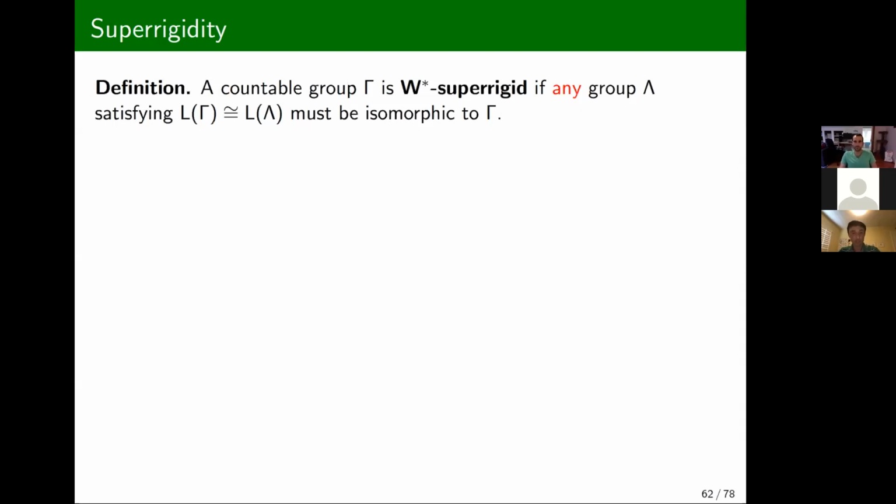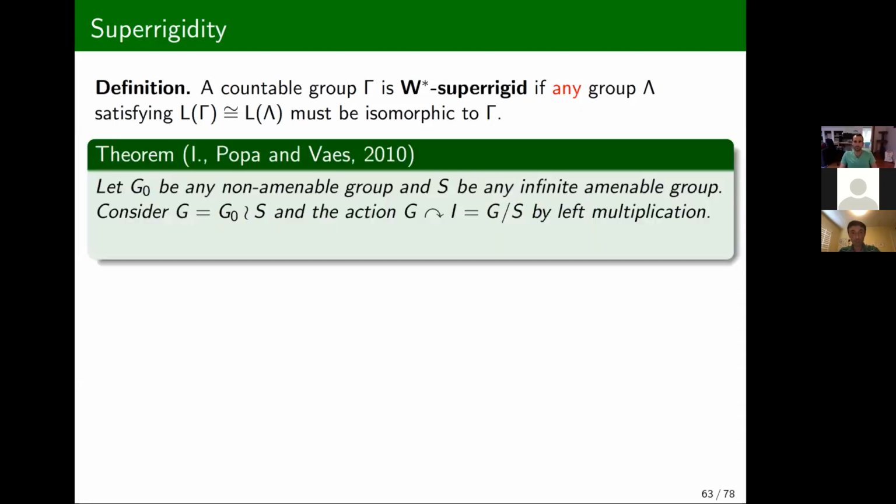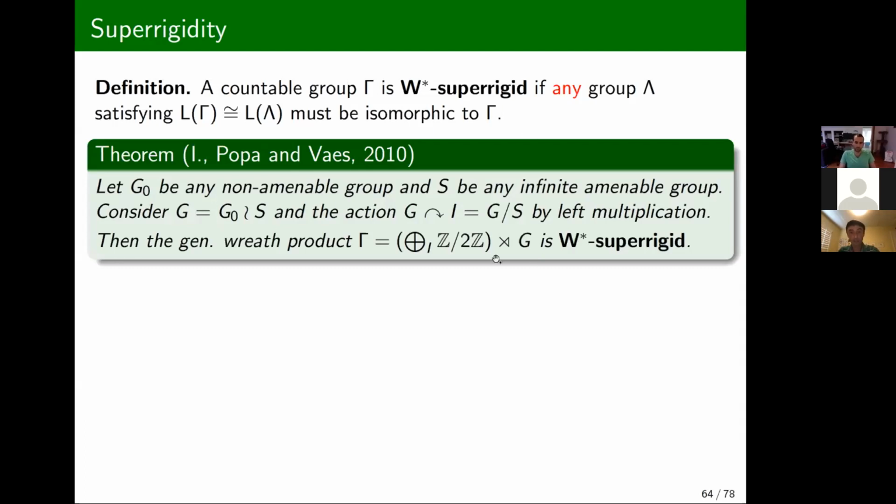And so let me mention the first results of this kind were found by Popa, Vaes, and myself 10 years ago. So here's what we showed. So maybe I can give you the conclusion. So we showed that a certain generalized Reiter product group is superrigid, is W-star superrigid. And it's a generalized Reiter product group of the following form.